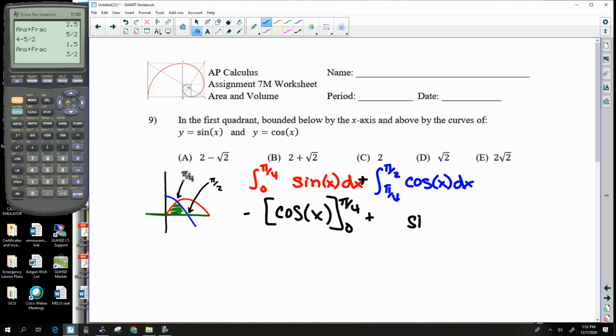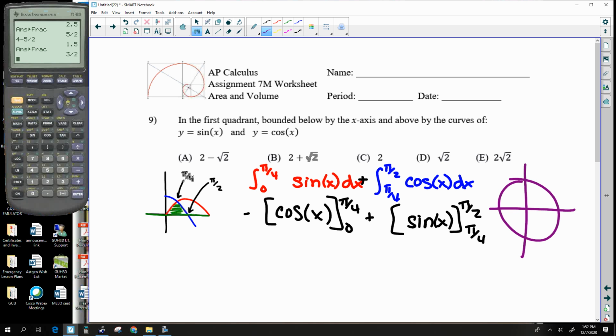Cosine goes to positive sine, no problem. Let's get a unit circle in here. All right, so we have 3 important angles here. So we have 0, which is (1, 0). We have pi over 4, which is (square root 2 over 2, square root 2 over 2). And pi over 2, which is (0, 1).